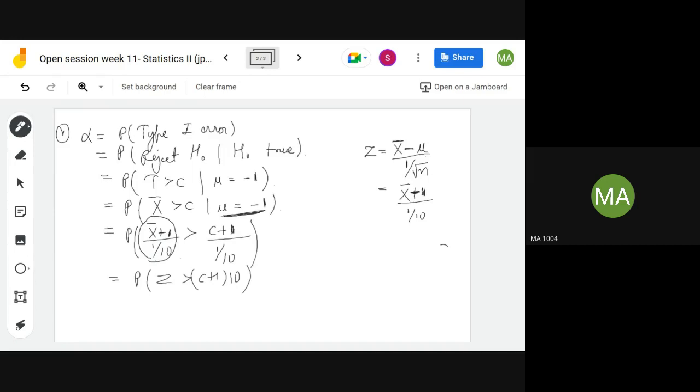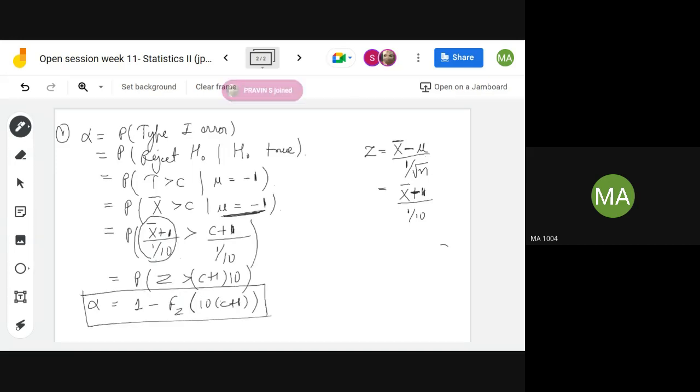And what can you write this as? You can write this as 1 minus F of root 10 times (C plus 1), right? This you got to be your alpha. Are the steps clear?